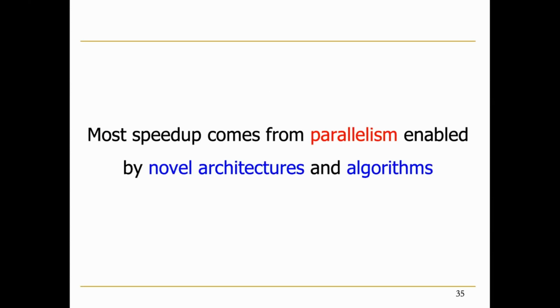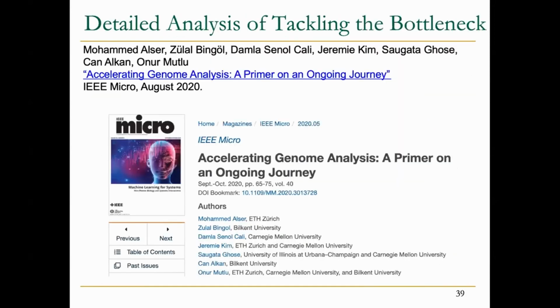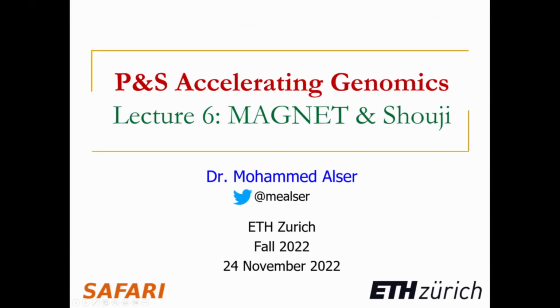Hopefully by that, you see most of the speed up comes from parallelism enabled by novel architectures and algorithms. And as you can see in all existing work, we propose first a new algorithm, and then we choose the right hardware to accelerate that. These are other pointers, other lectures, and more research papers about the other topics. For the next week, we will continue with one more filter, and then we will move to totally new topics from the group. I will ask some of my colleagues to jump in and explain some other topics for you, so we'll have more flavors covered in genome analysis.